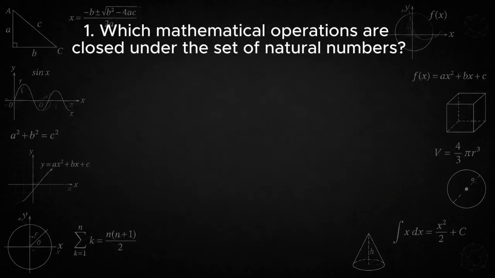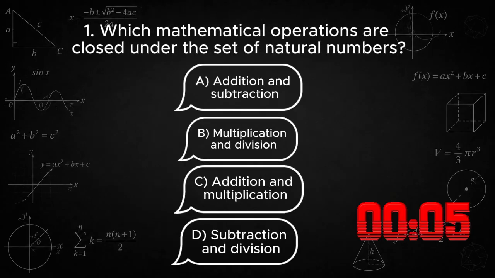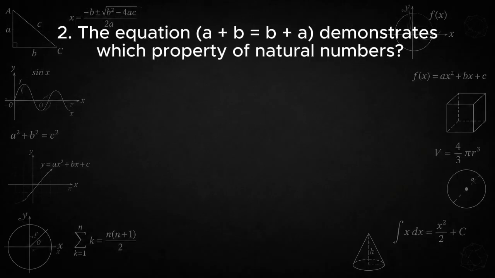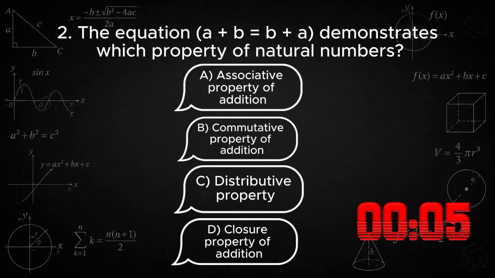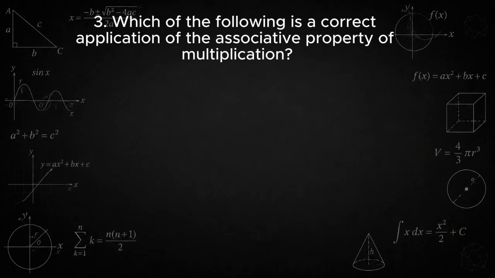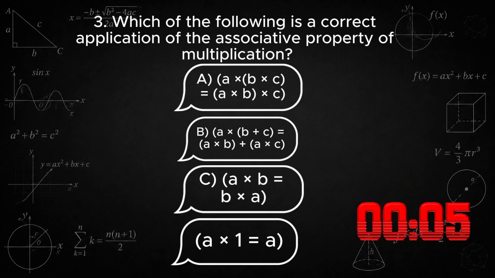1. Which mathematical operations are closed under the set of natural numbers? 2. The equation a plus b equals b plus a demonstrates which property of natural numbers? 3. Which of the following is a correct application of the associative property of multiplication?